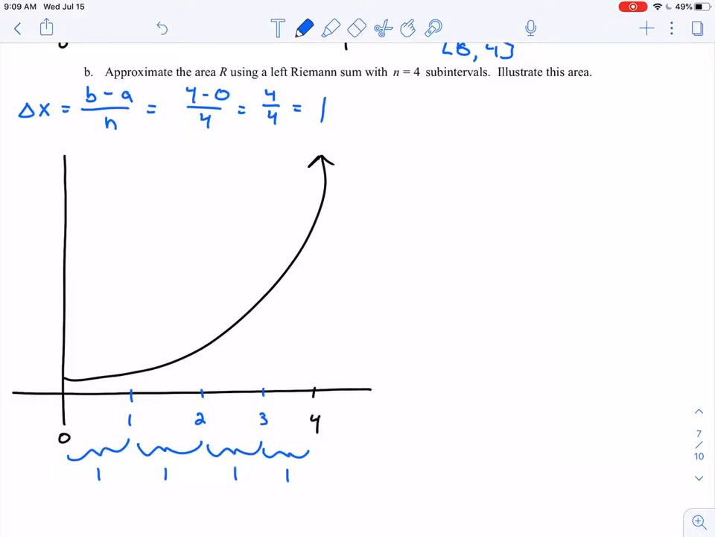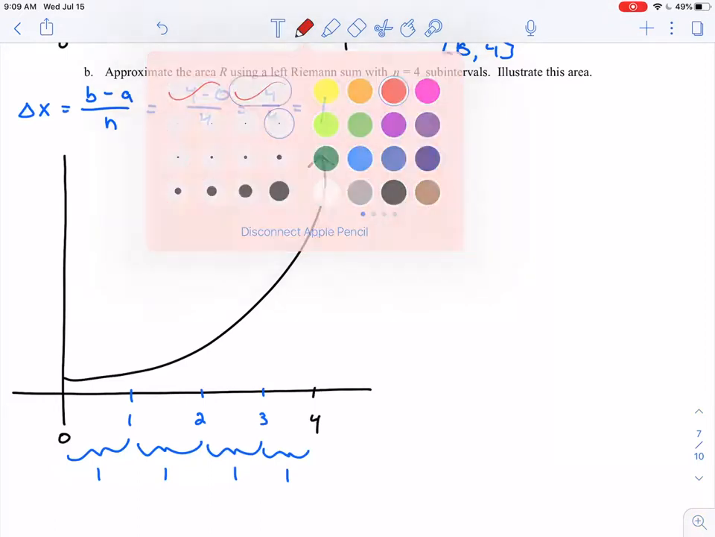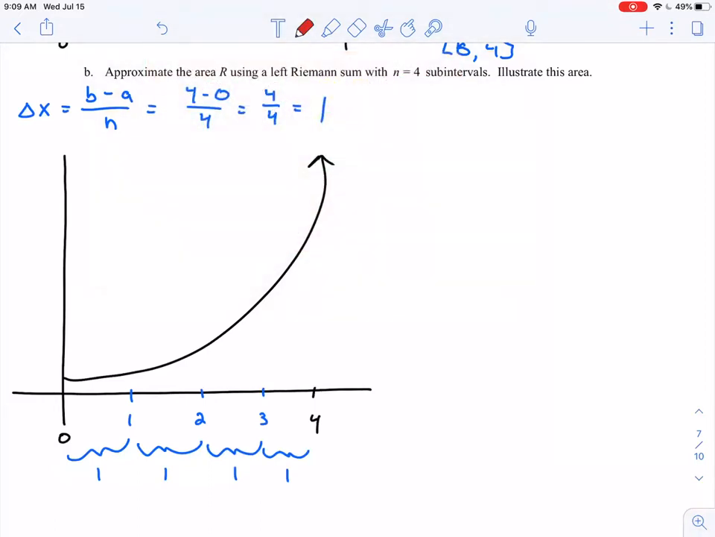So I want to create a left Riemann sum here. Let me do this in a different color. So I want a left Riemann sum. I'm going to focus on this subinterval to start. I'm going to break this up into kind of 4 separate chunks here.